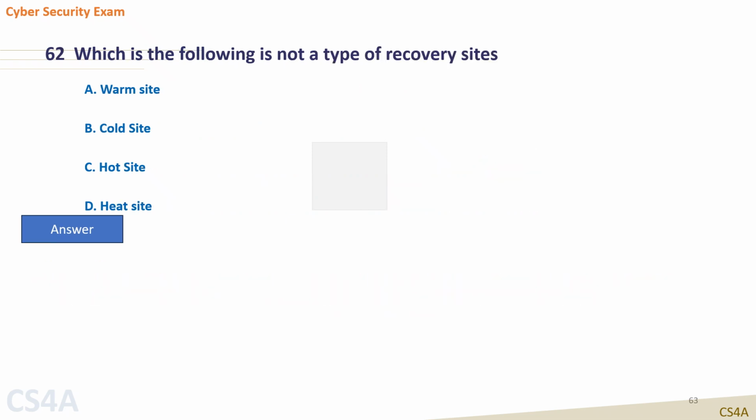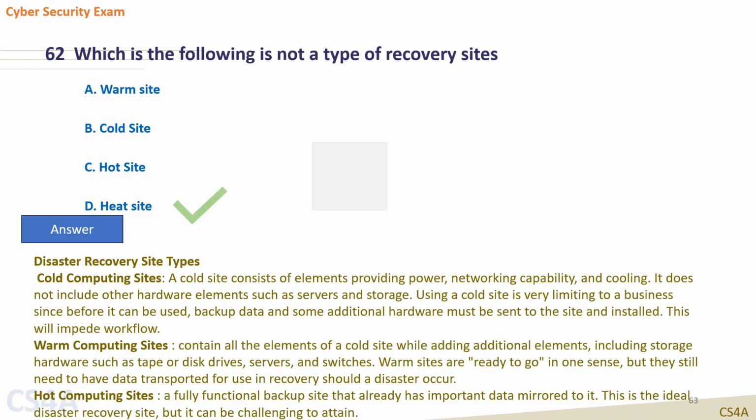So here the question is, which of the following is not a type of recovery site? You all know there are 3 types of recovery sites. Here they have given 4 sites, and one of them is not correct. A warm site is correct, a cold site and a hot site. These three are types of recovery sites. There is nothing called a heat site. So the answer is D.